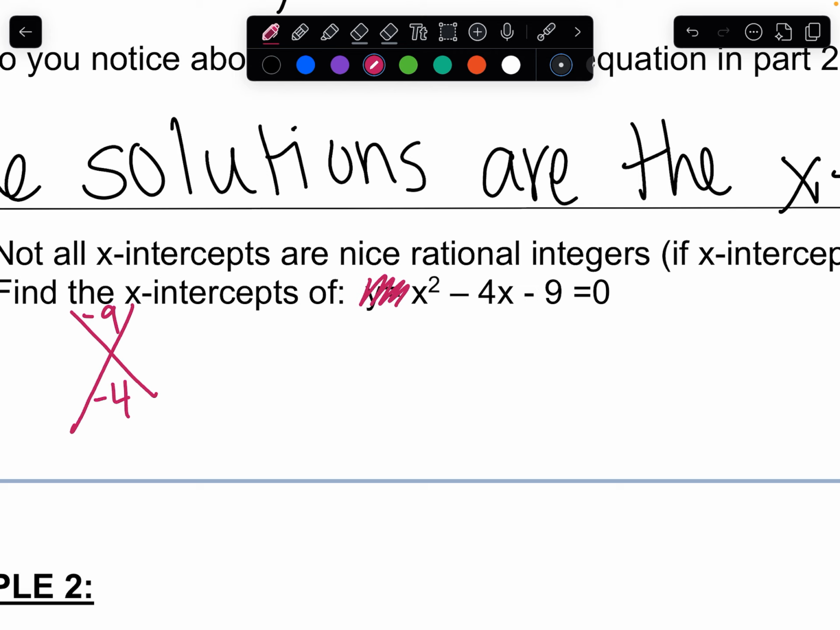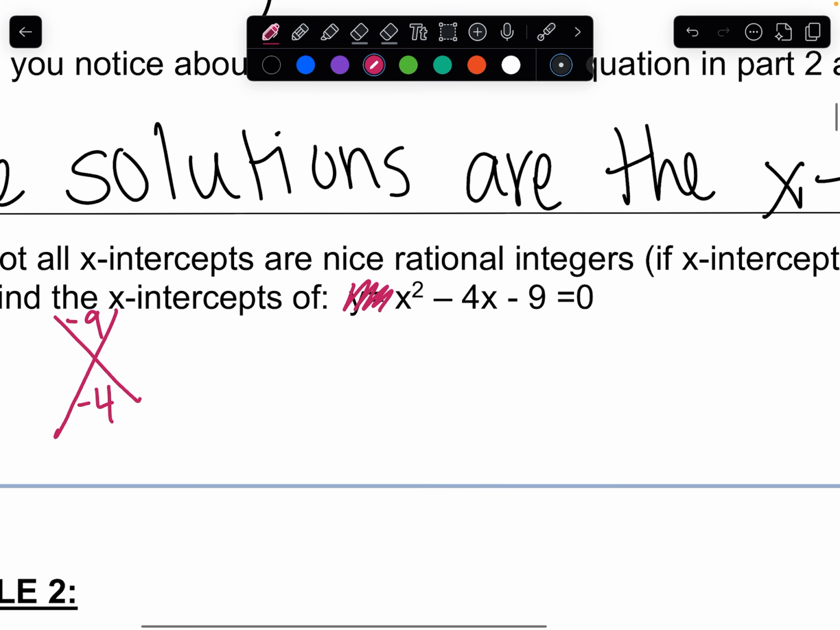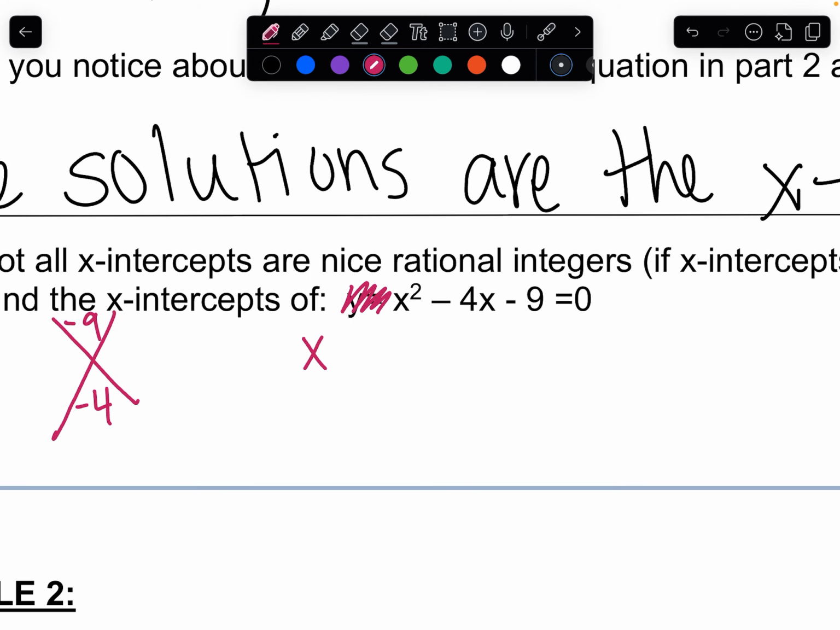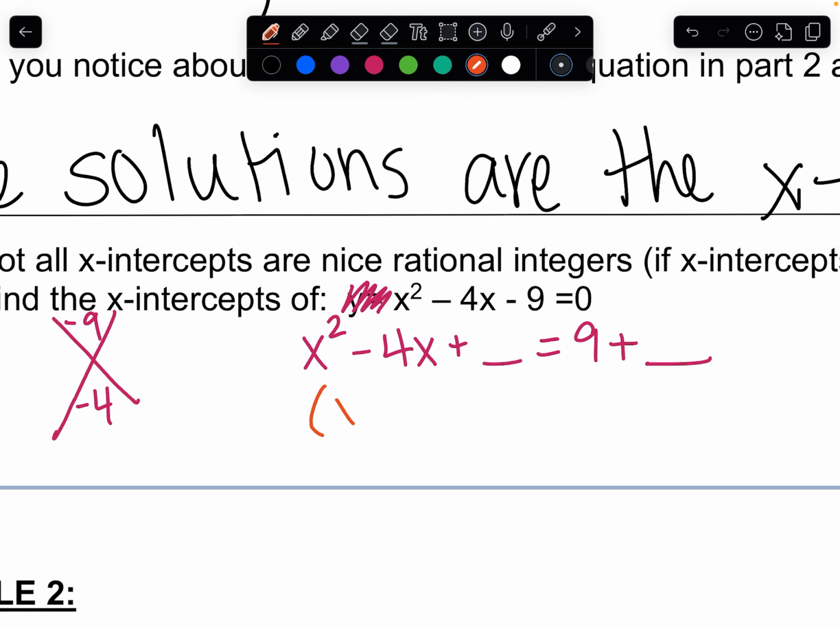And so we can use the quadratic formula or we can complete the square. I think completing the square is a little bit easier. So x squared minus 4x plus something equals 9 plus that same something. B divided by 2 is -2, and -2 squared is 4. So 9 plus 4 is 13.